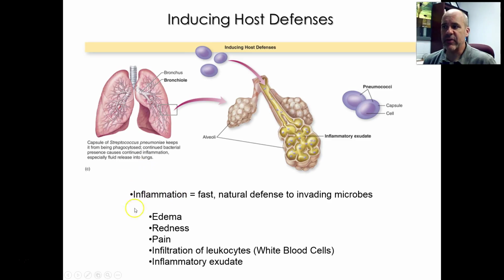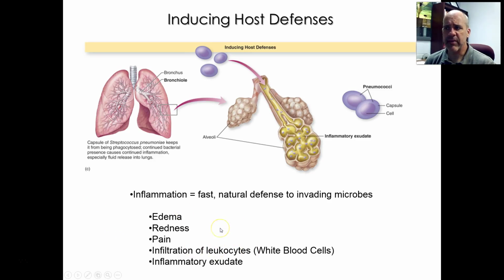So inflammation is supposed to be, and we'll learn more about inflammation when we get into chapter 12, this occurs very rapidly. It's a fast, natural defense to invading microbes and also to injury. And some hallmark symptoms of that: edema, which is the clinical term for it. Do you know what edema stands for? Swelling, redness, pain. You have infiltration of leukocytes or white blood cells. They get recruited in to help fight any infections and clean up the damage. And then you have the generation of this inflammatory exudate. Another example of that would be like pus, if you see pus on a wound.